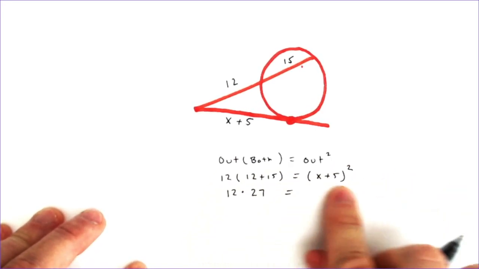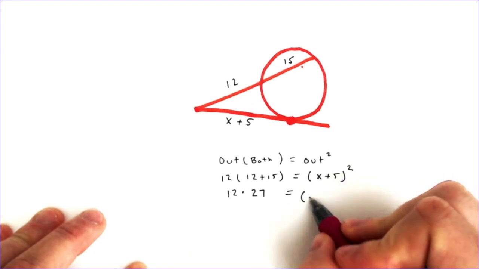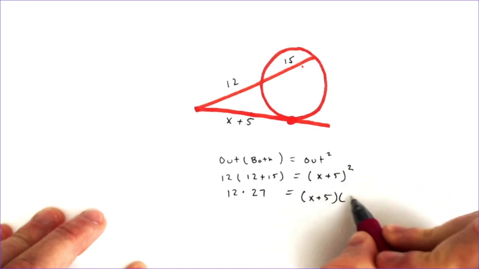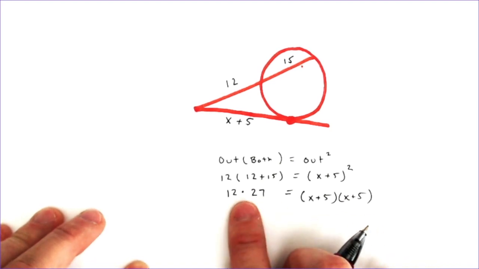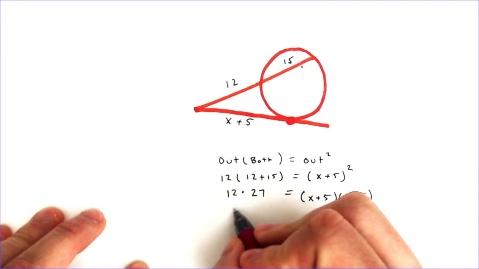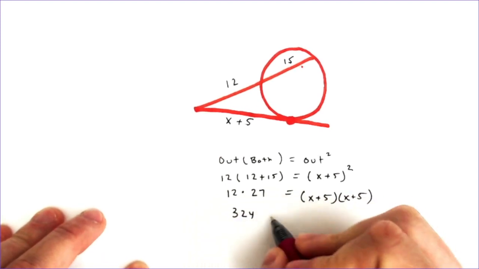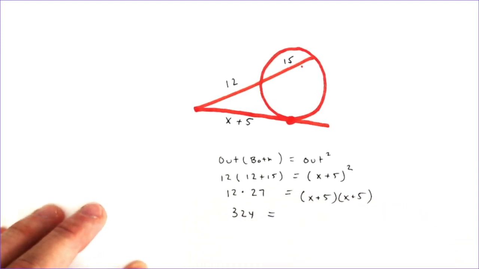And this, you cannot distribute the squared. You have to write it as x plus 5 times another x plus 5, which will require that you FOIL. All right. So let's start with 12 times 27. That is going to equal 324. You would probably need a calculator for that.